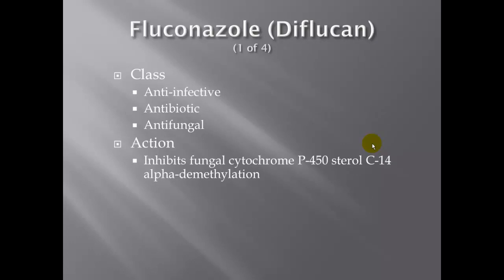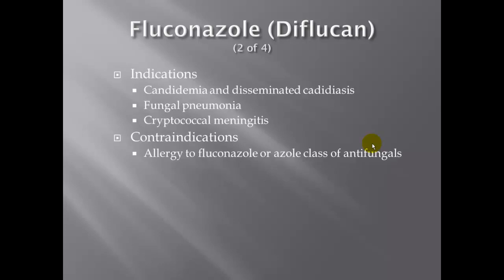Diflucan or Fluconazole is an antifungal, anti-infective antibiotic. Antifungal is a class. Action: it inhibits fungal cytochrome P450 sterol C14 alpha demethylation. It pretty much inhibits fungal growth by increasing its cellular permeability. So it essentially makes it to where the fungus is easily broken down. Its defensive systems aren't as well as they should be.